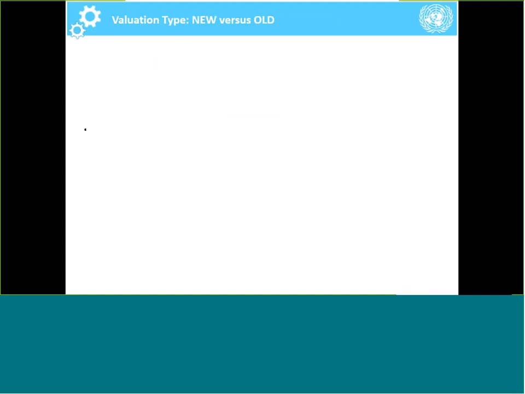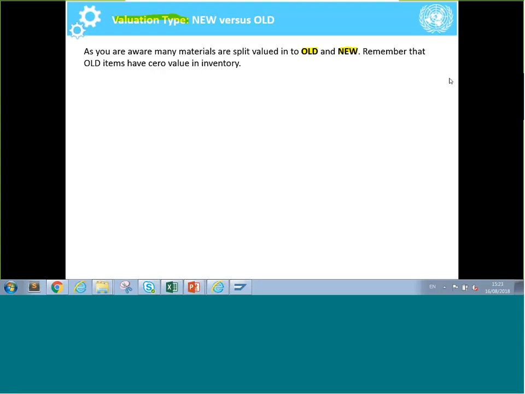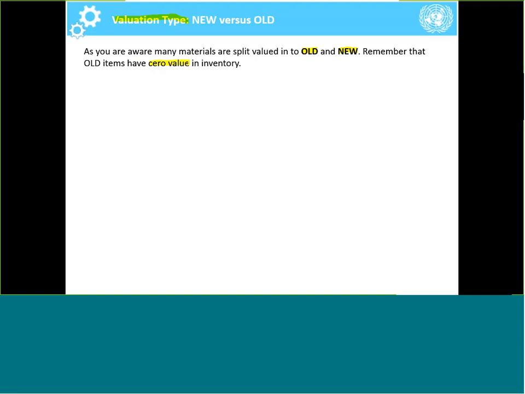All right. One last thing before we go into the questions and answers, we want to reemphasize the importance of the valuation type in all inventory postings. Many materials are split valuated, so you can differentiate in your stock how many you have as old and how many you have as new. And remember that in your inventory, old materials have zero value, okay? Or all materials should have zero value.